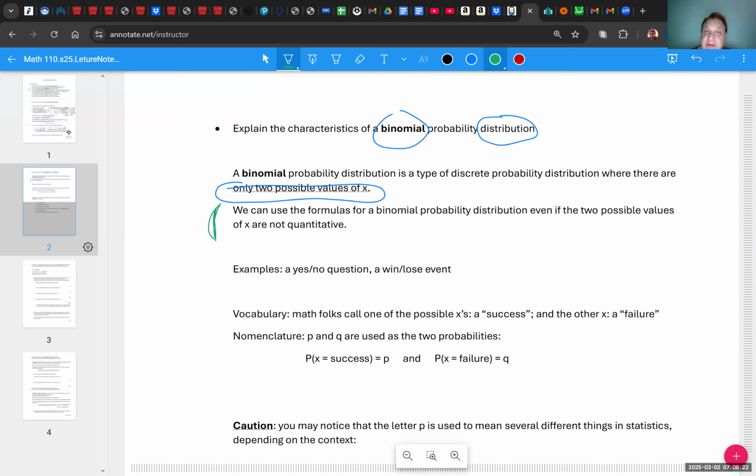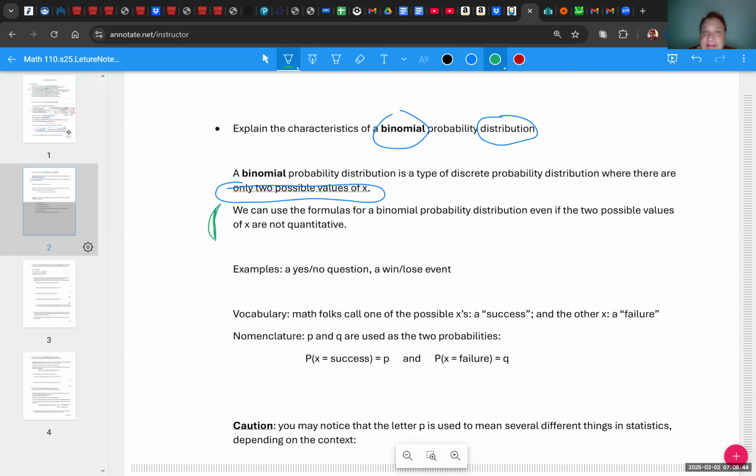Because there are only 2 possibilities, we can actually use all the formulas for a binomial probability distribution, even if the x values are not quantitative. They're not even numbers, right? So we can do all of our basically discrete probability distribution stuff even when we don't have numbers for x.